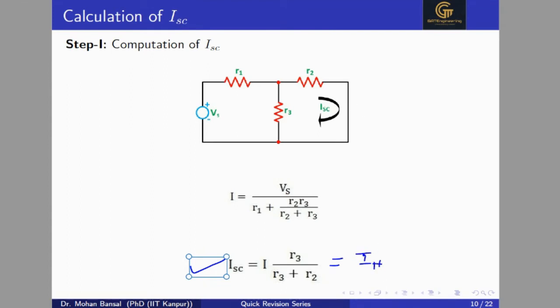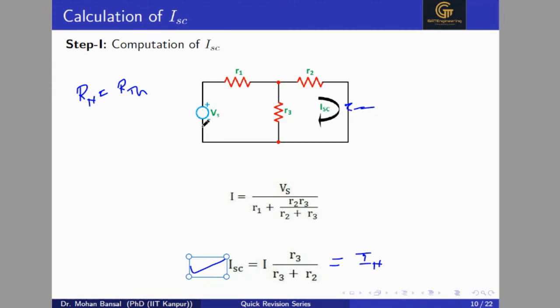Now we'll find out the Norton's resistance or Norton's impedance. So Norton's resistance RN is nothing but RTH. It is the same. We will apply the same approach to compute the RTH in case of independent sources. So we will open this circuit and we deactivate all the sources and we'll find out the current.